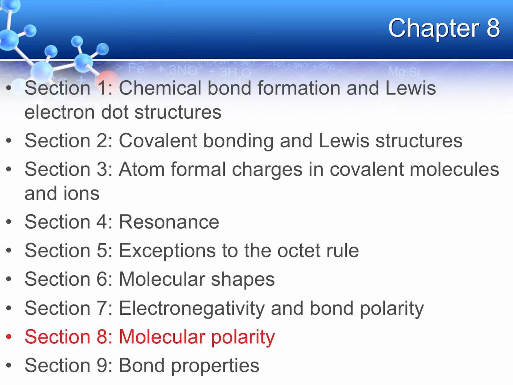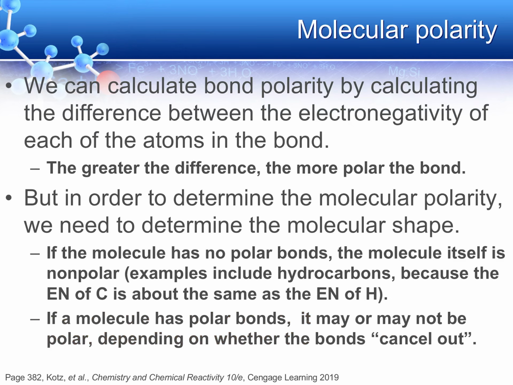So I want to extend bond polarity to molecular polarity. So we can calculate the bond polarity. In fact, we just did that by looking at the table, looking at electronegativity, and then doing the subtraction. And again, the greater the difference, the more polar the bond, or if it's really, really great, it might be an ionic bond. But in order to determine molecular polarity, we need to determine molecular shape, and we just learned how to do that with VSEPR. So if the molecule has no polar bonds at all, the molecule itself is nonpolar.